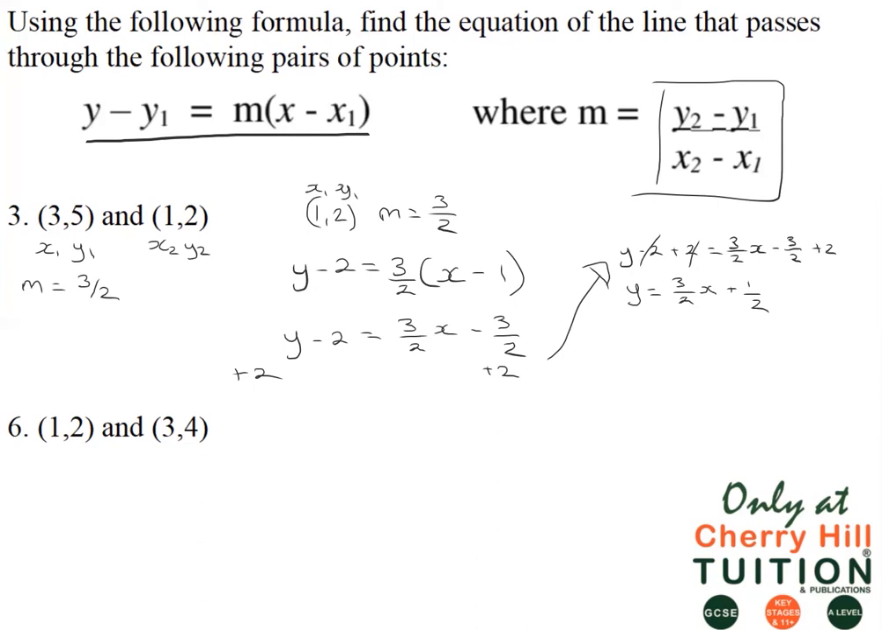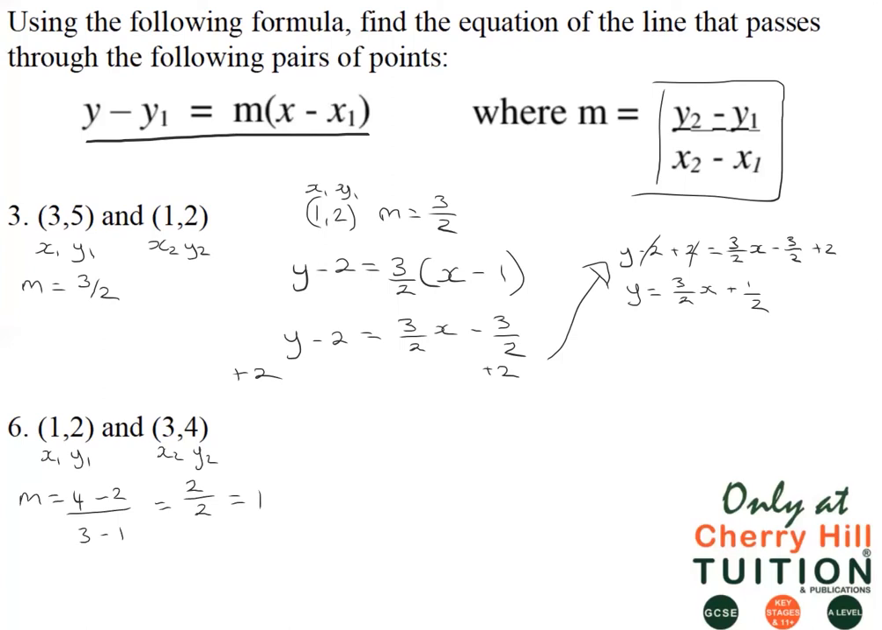Question 6, we have 1, 2, and 3, 4. So again, we do the same thing. We work out the gradient first. So y2 is 4 minus y1, which is 2, over x2, which is 3, minus x1, which is 1. This simplifies to 2 over 2, which is 1. So our gradient is 1.